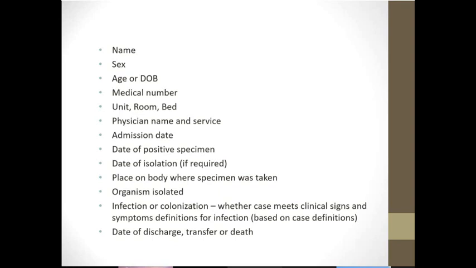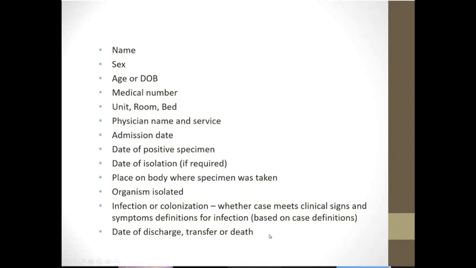Organism isolated, that sometimes is important because some of your definitions will require an organism to be found for it to meet the criteria, if it's an infection or a colonization. Sometimes for wounds, you can have infection definitions that have to be met. And if all the criteria are not met for an infection definition, then that wound may be colonized with that microorganism. Date of discharge, transfer, or death is another data field you might want to collect.